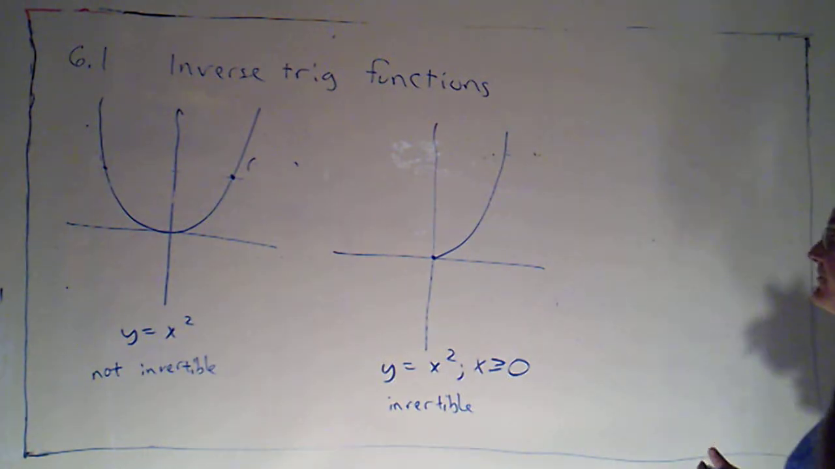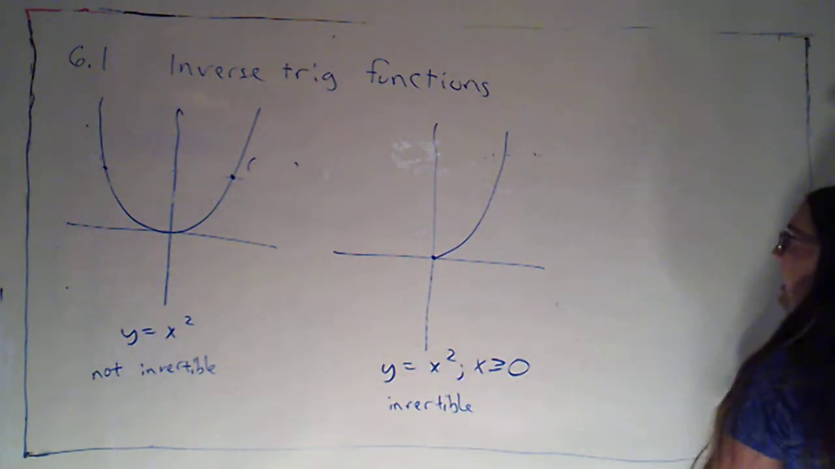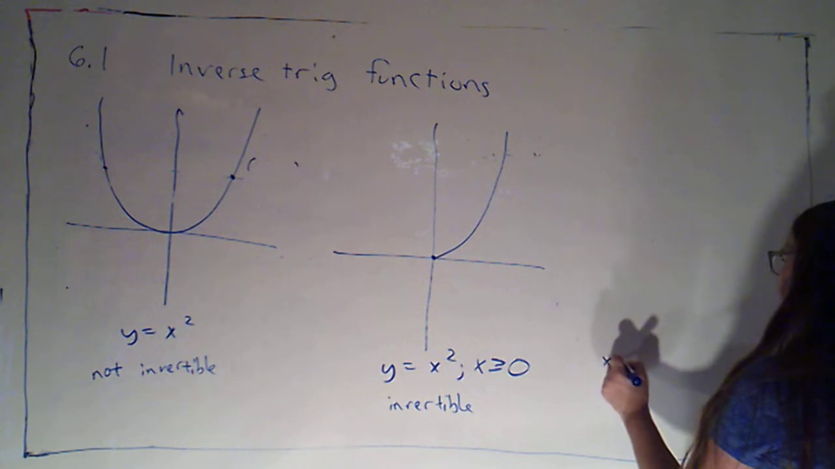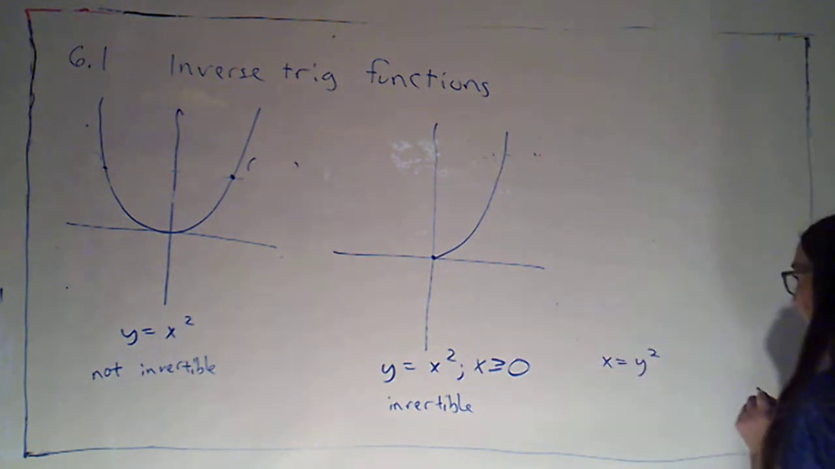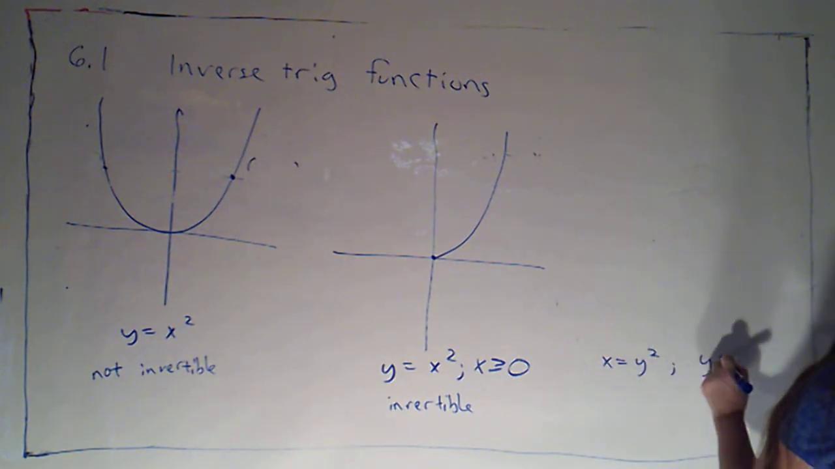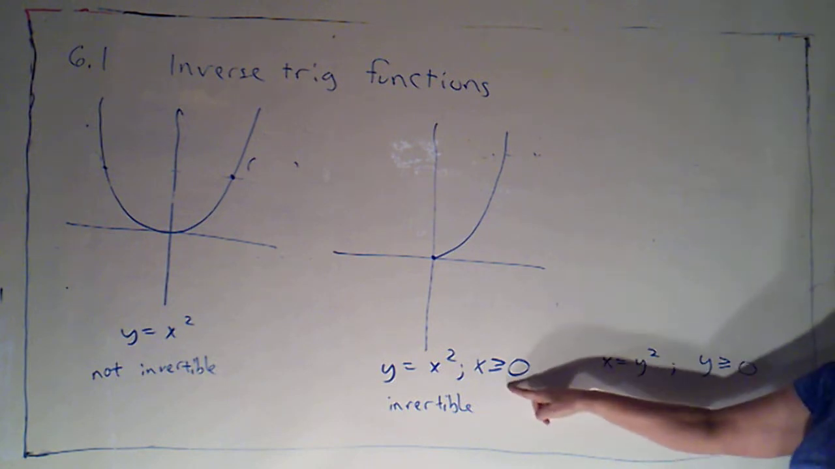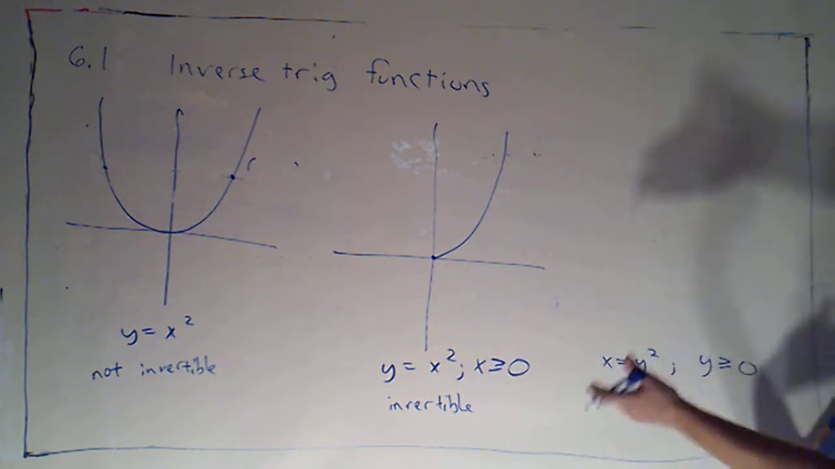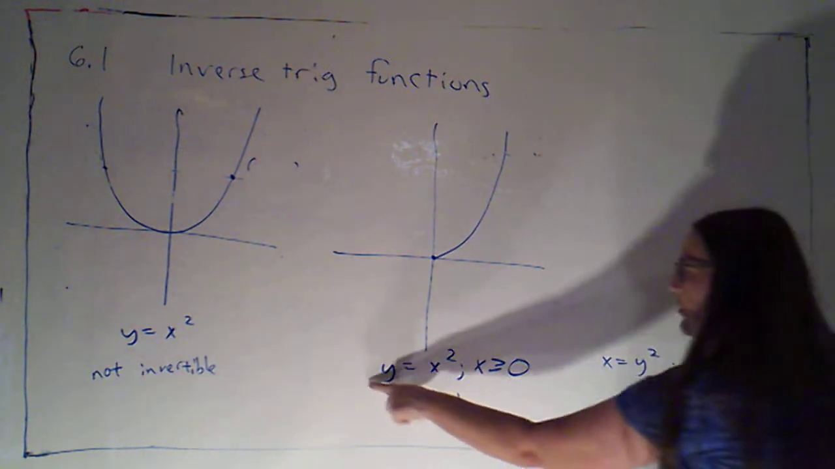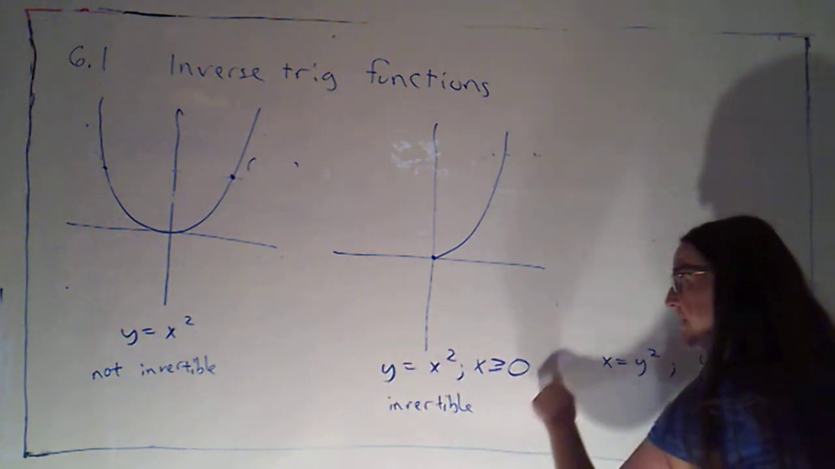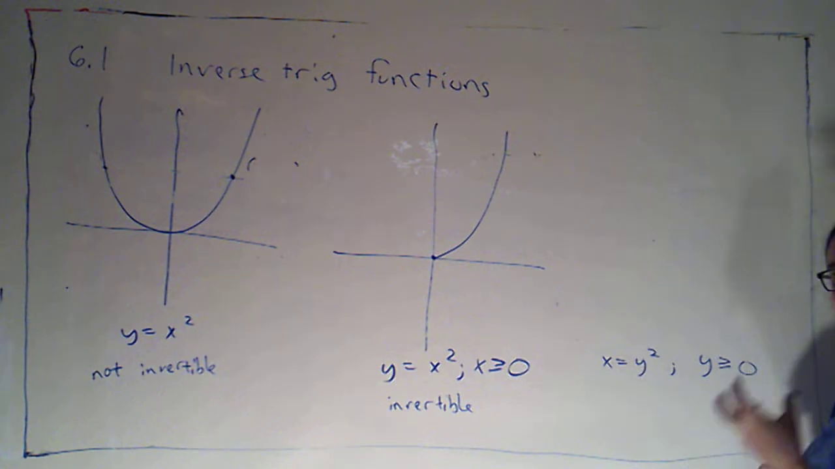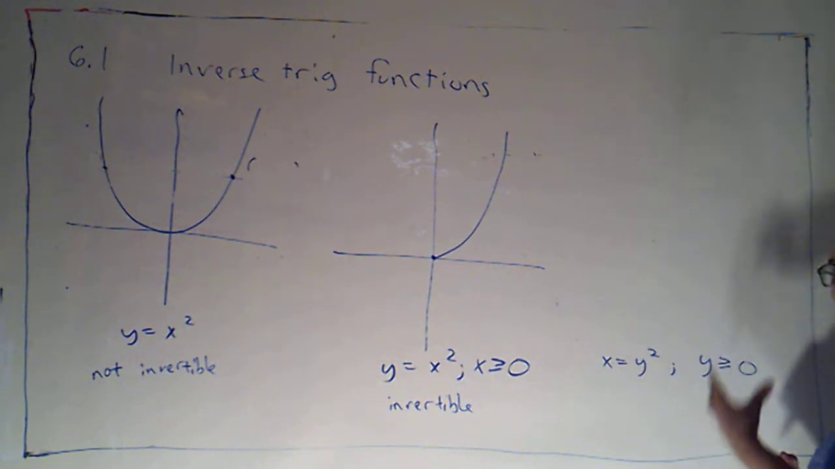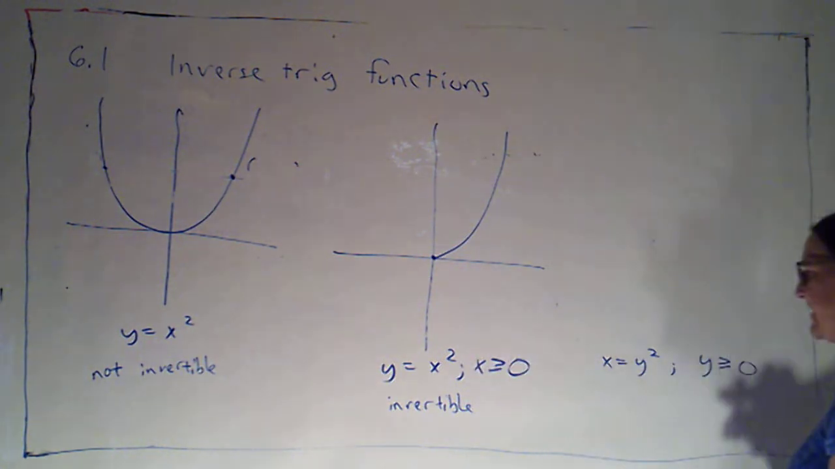And if I wanted to find the inverse, I would say, okay, x equals y squared, but now y has to be bigger than or equal to 0. Because I get the inverse, remember, by switching the roles of x and y. So everywhere, in everything I wrote to describe the function, I had an x, I replace it with a y. And everywhere I had a y, I replace it with an x.